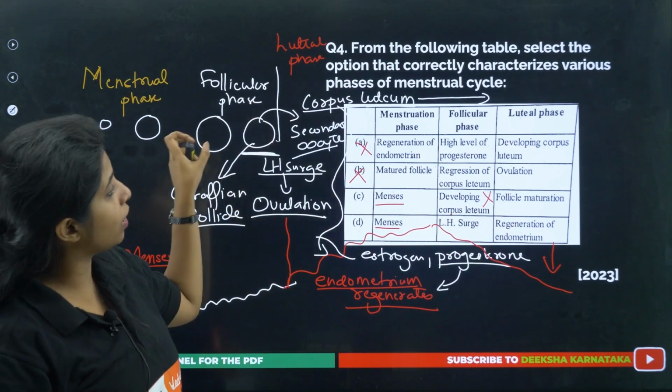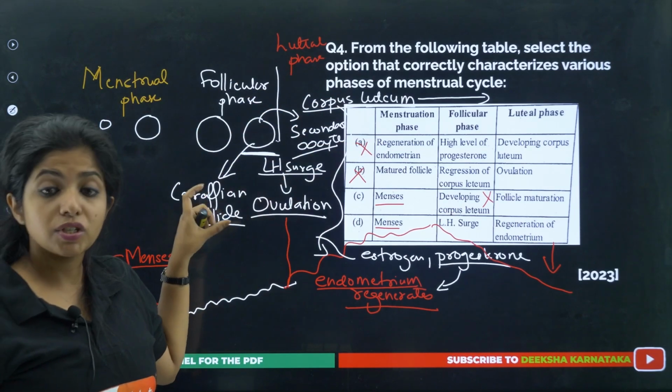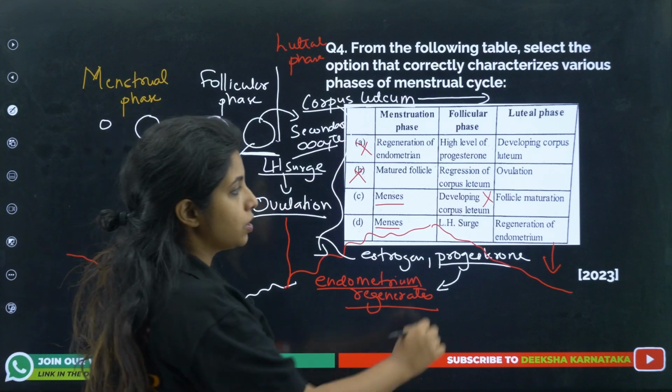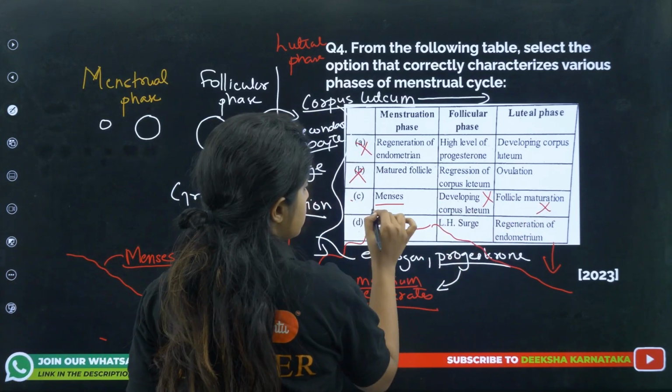In the follicular phase, you have the Graafian follicle maturing. In the luteal phase, you have the corpus luteum, which is the remnant of what? Graafian follicle. So this is wrong. So this obviously becomes wrong, so we are not considering that. This whole statement again becomes wrong.